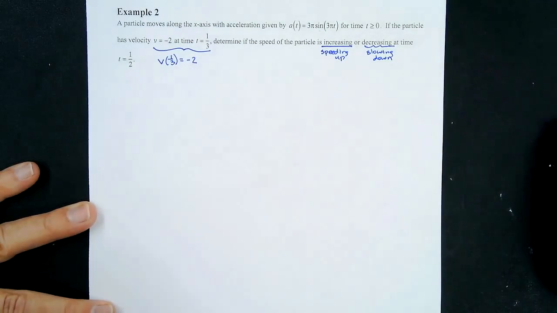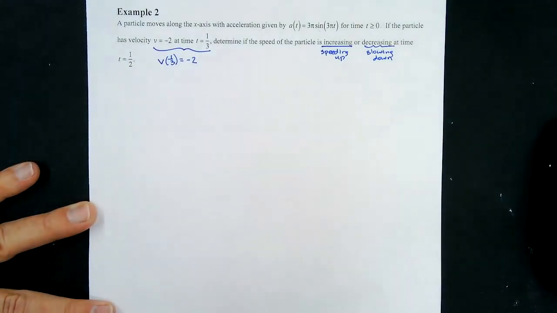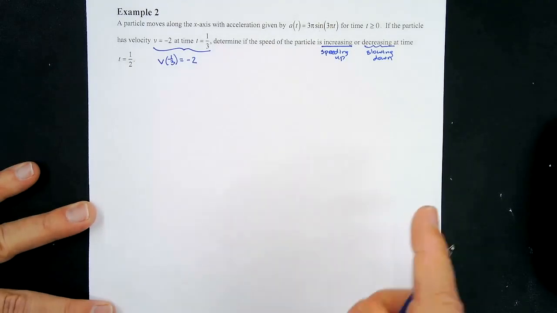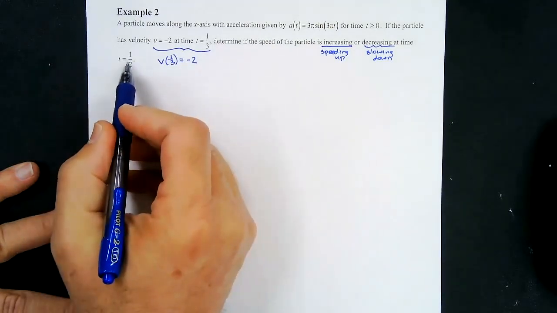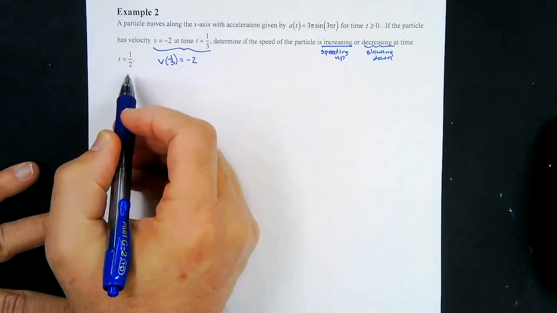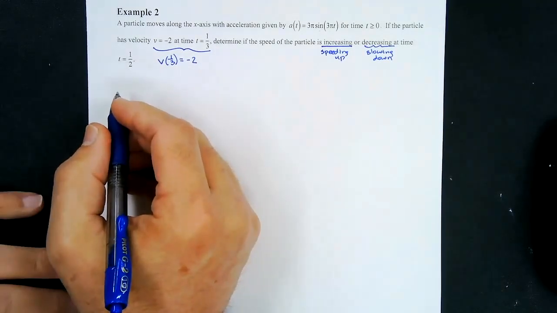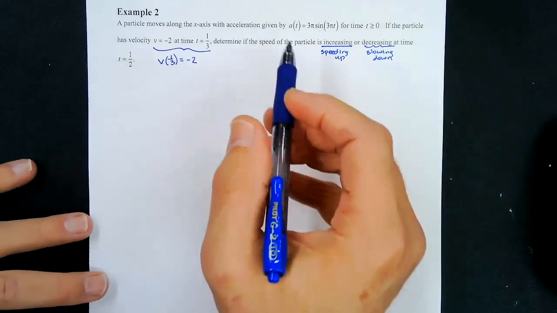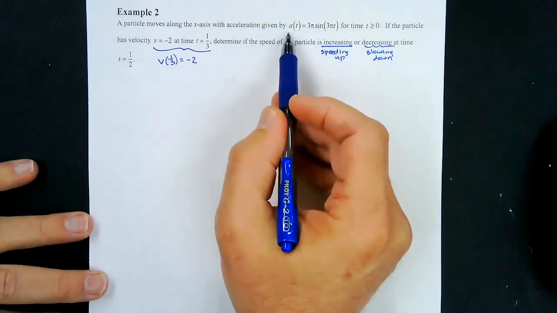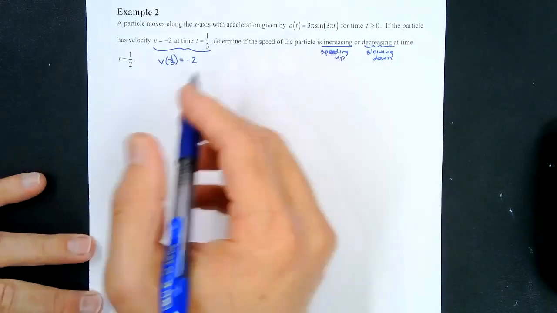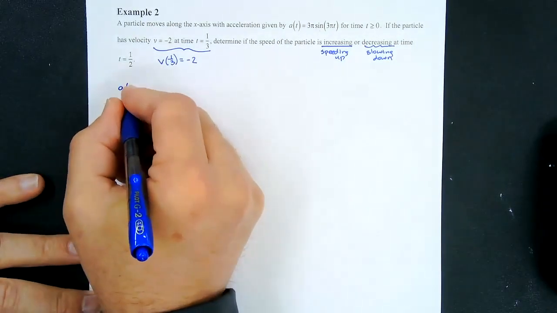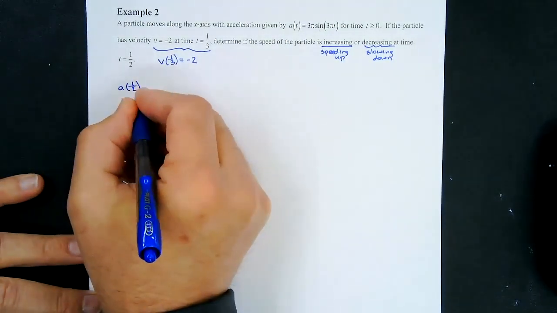So to know if a particle or something is speeding up or slowing down, you got to look at what is the value of the acceleration and the velocity, right? And we're trying to do this at 1/2. So we need to find a of 1/2, right? And we also need to find v of 1/2. And we're going to be able to get a of 1/2 because we're given the acceleration function, right?